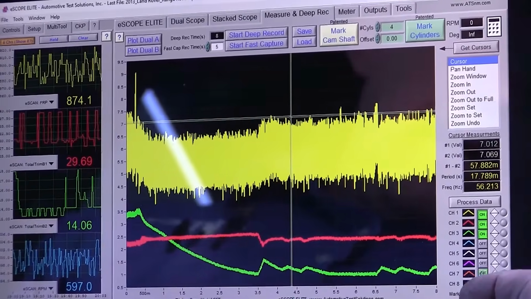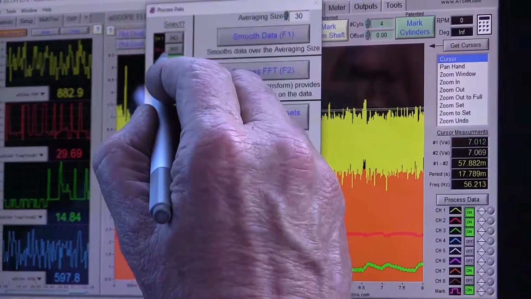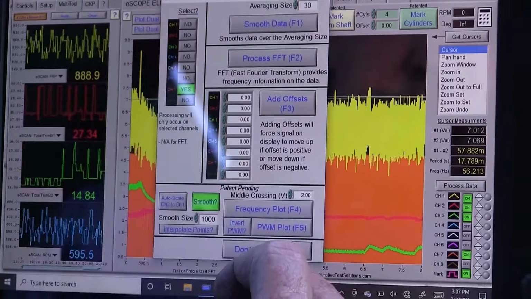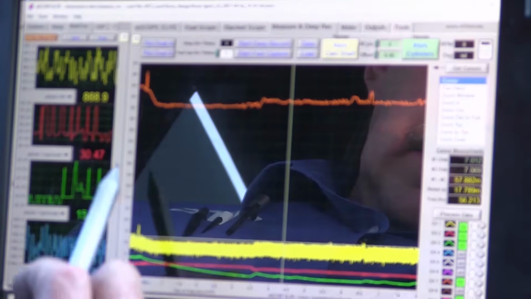So the next thing I want to do is I want to take the frequency and I want to change these, and I want to go to frequency, and now we want to plot that. Now what that does is that's telling me how hard I'm driving the pump.